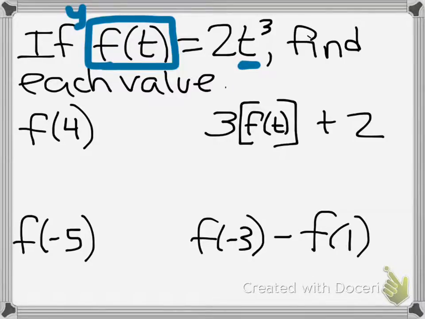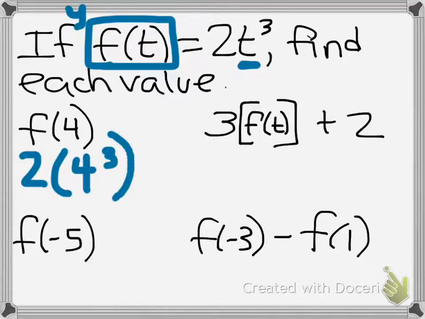So if I'm finding f of 4, that means the 4 goes in for t. So it's 2 times 4 cubed. 4 cubed would be 4 times 4 times 4, which is 64, and 64 times 2 would be 128. So my answer is 128.